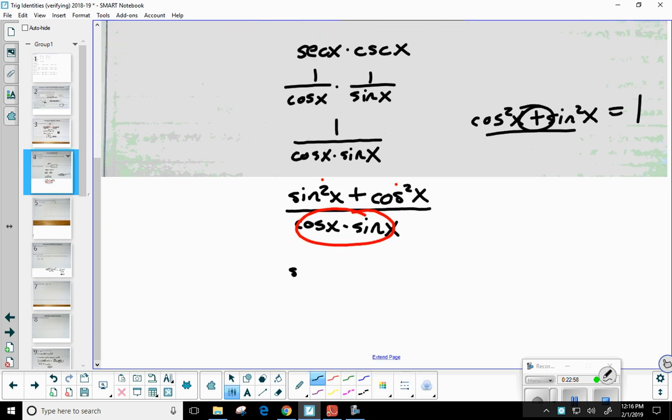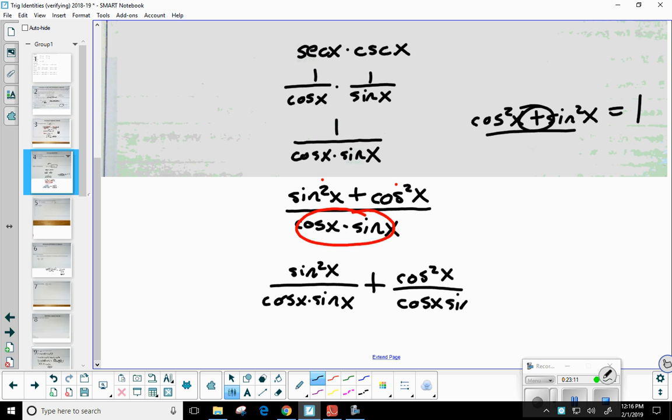Okay, so sine squared of x over cosine x sine x, then you got the plus cosine squared over cosine x sine x. Okay. So see, now that I've split them apart, I can go ahead and cancel those. So one sine cancels with that one. Cosine cancels with one above. What is sine divided by cosine? That's tangent. Plus cosine divided by sine. That's cotangent.